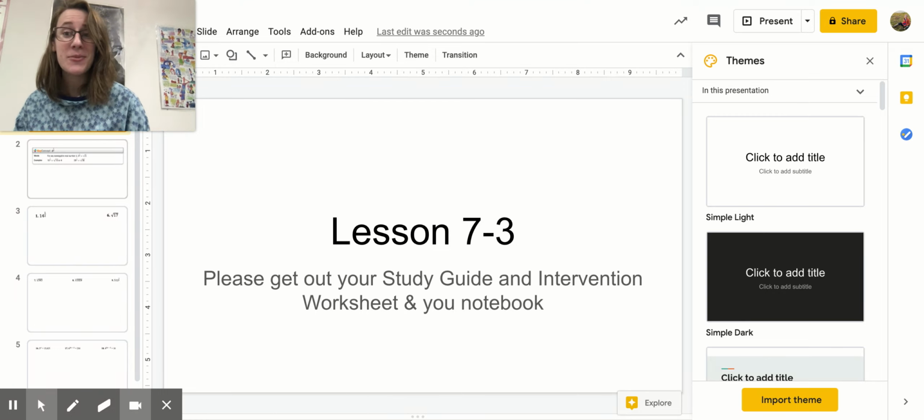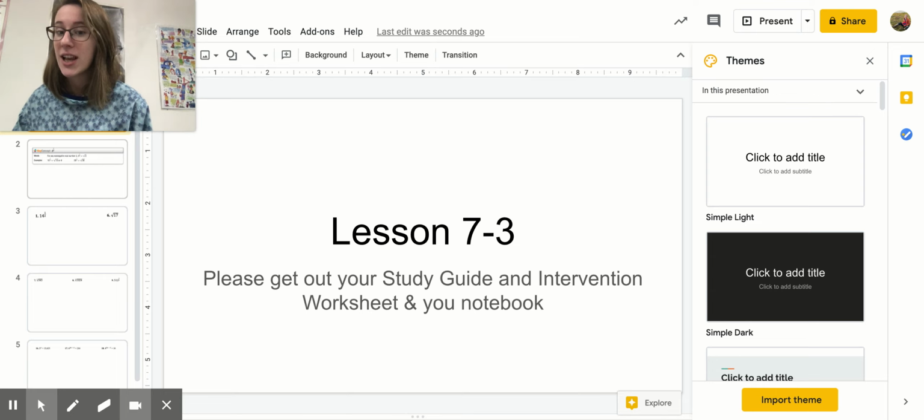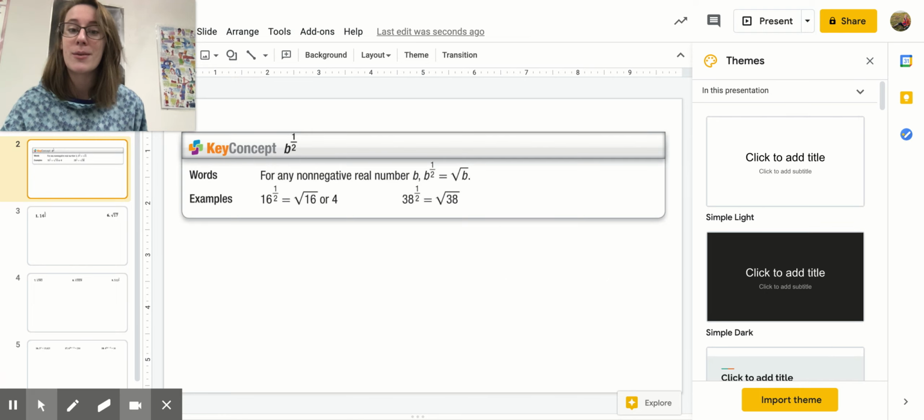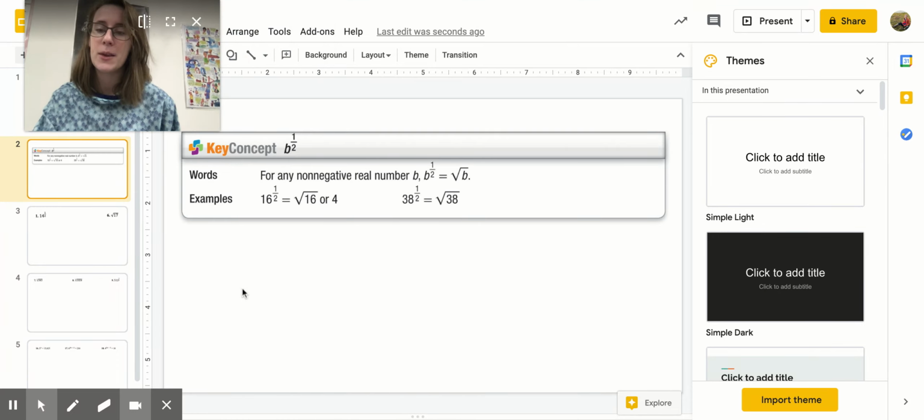So we are going to be going through lesson 7.3 today. You will need your study guide and intervention worksheet and your notebook. The first thing you're going to be in is your notebook, so go ahead and pull that out. Maybe label it lesson 7.3 and the date. You're going to pop that in there.